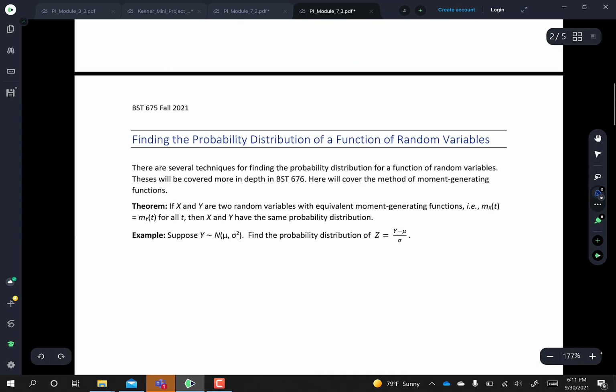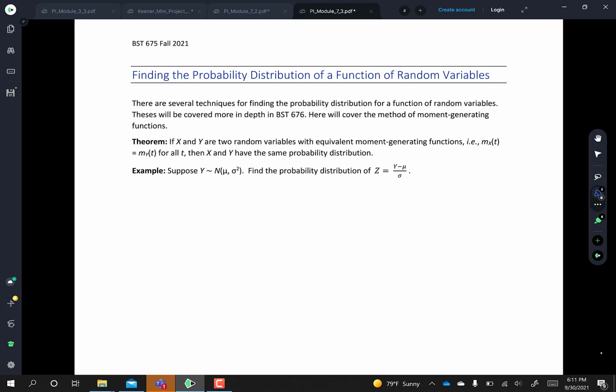All right, so let's look at how the moment generating function can help us when finding the probability distribution of a function of random variables. There are several techniques for finding the probability distribution of functions of random variables. These will be covered more in depth in 676. Here we're going to look a little bit at the method of moment generating functions. You'll see another method when we talk about sampling distributions in the future.